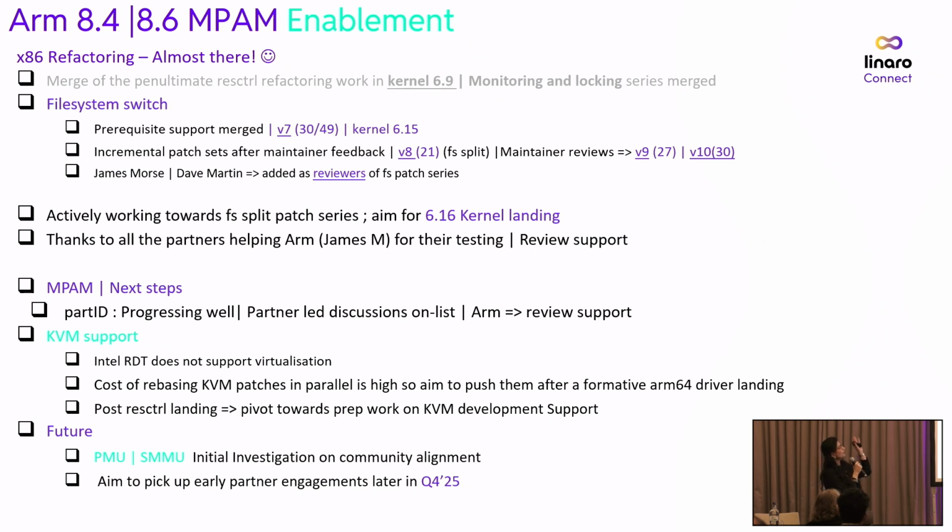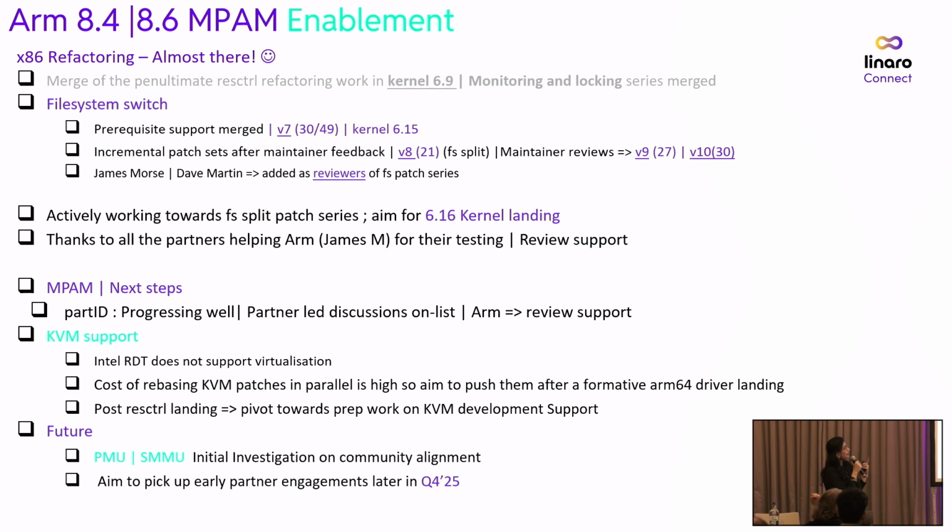So you have the current series, which is around the file system switch. We had version 7, which was a 49 patch series. Out of that, 30 patches have been merged in kernel 6.15, again a big feat. That leaves us with the remaining 19 patches and then a few feedback items from maintainers. You have version 8, version 9, and version 10, which are rebases in the last cycle. It's a record feat because we had 3 rebases in the same cycle.